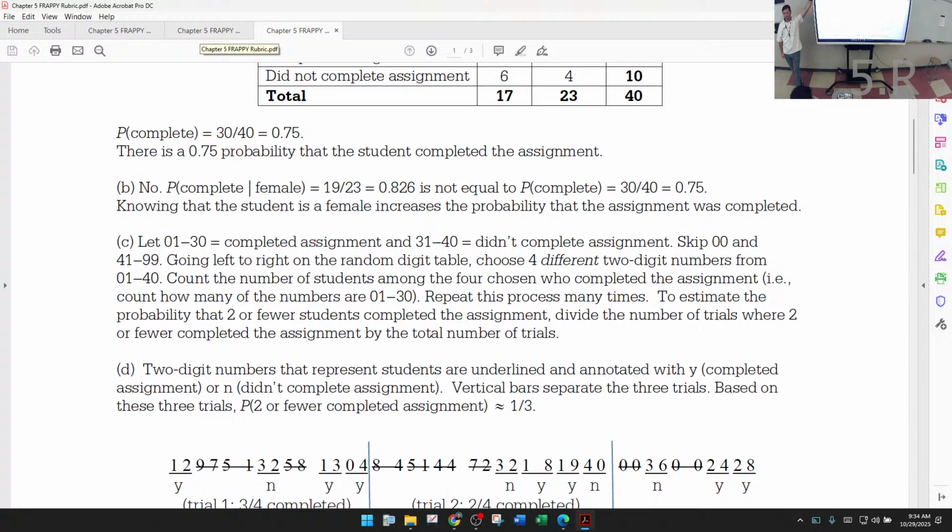What do y'all got? Questions? Y'all good? A, you really need to know how to do. B, you really know how to do. I don't think you need to know how to do C. However, if you were given C, you need to know that that's the only way to do it.